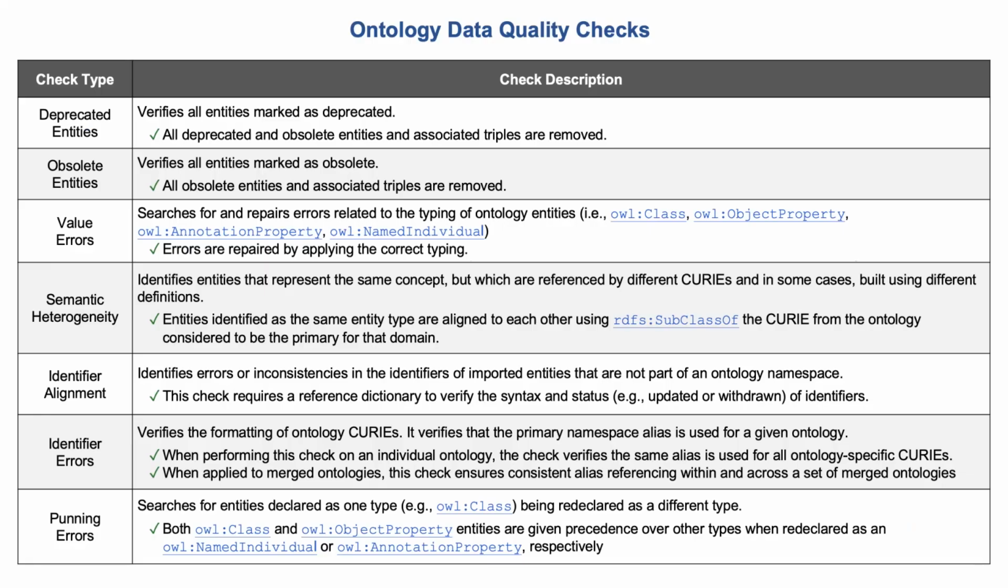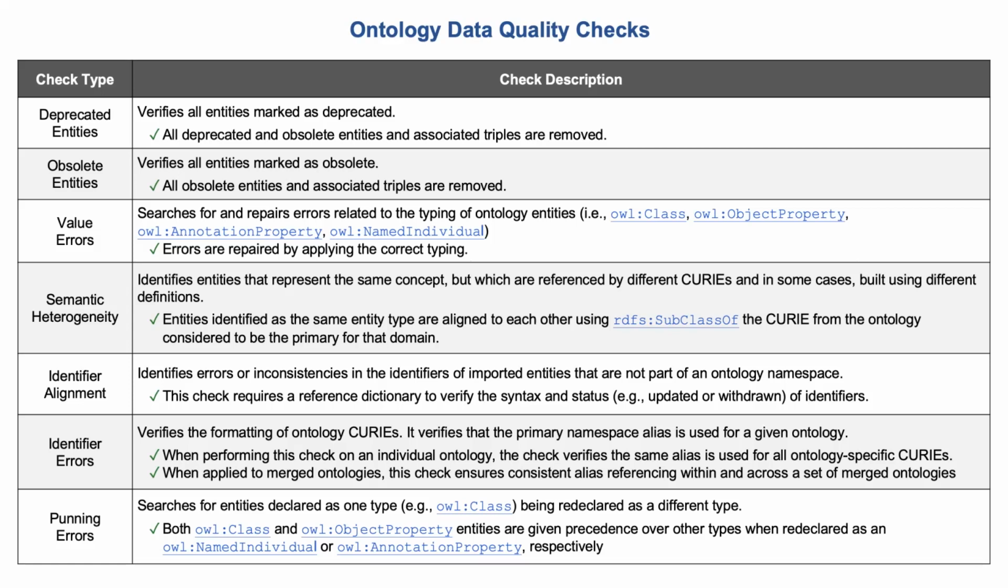This slide presents a table of the data quality checks that were developed as a result of this work. As you can see here, we developed a total of 7 checks, which is doubled into 14 when applied to the individual and merged ontology sets independently.